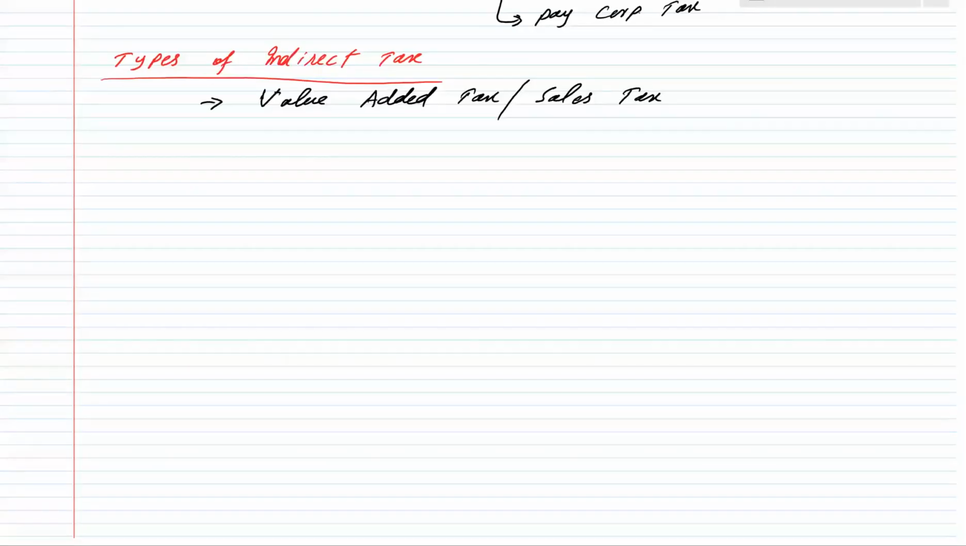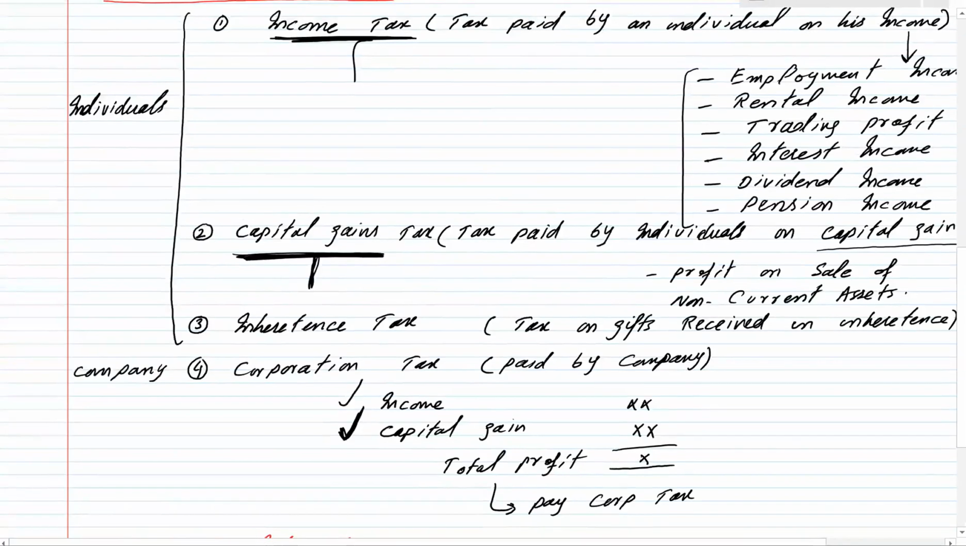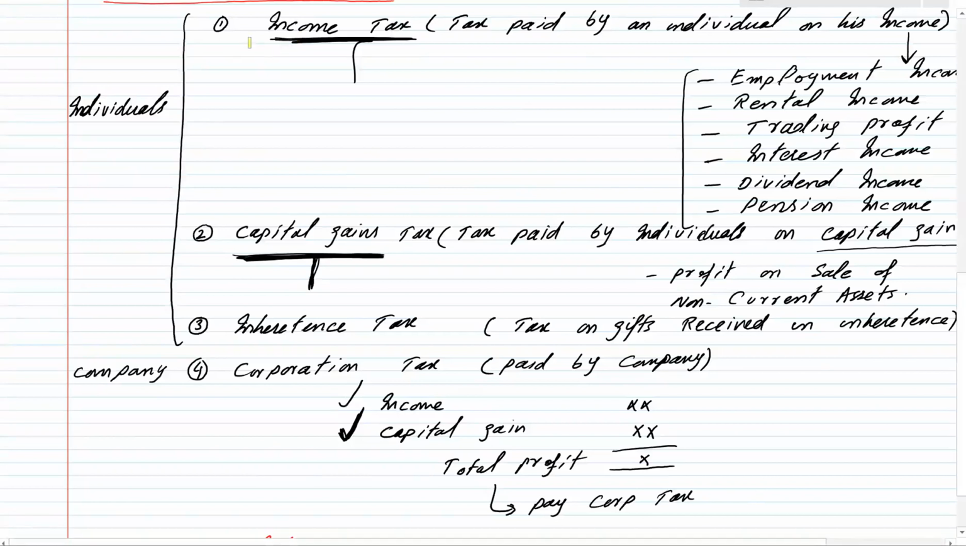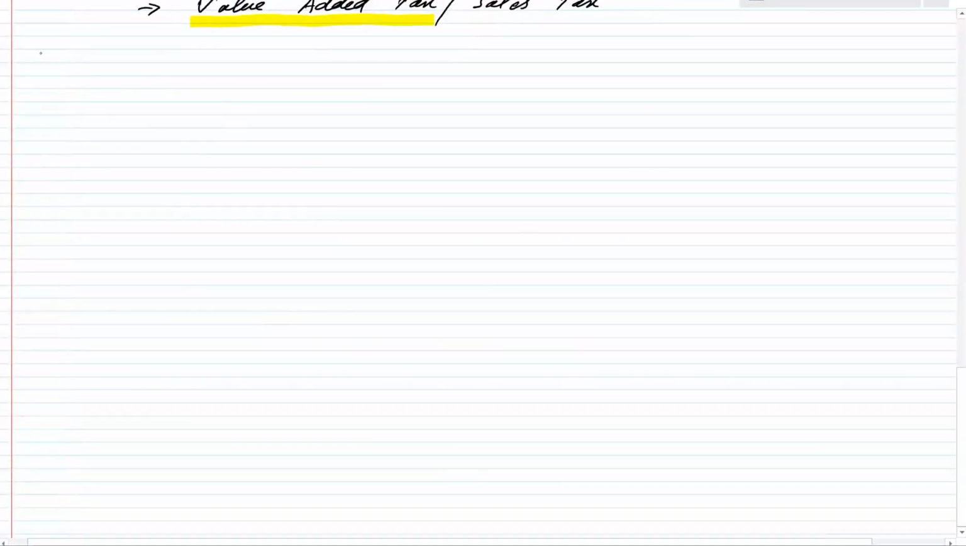So students, these are the 5 types of tax which we will cover in our paper. First one is income tax, second is capital gains tax, third is inheritance tax, fourth is corporation tax, and fifth is value added tax. So these are the 5 types of tax which we will study in our taxation paper. Now let's move towards the paper pattern.